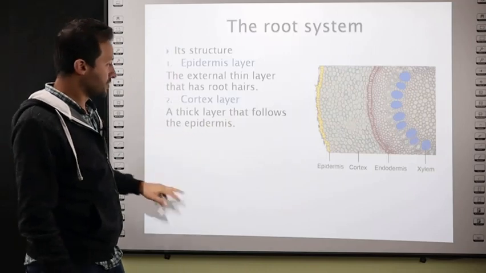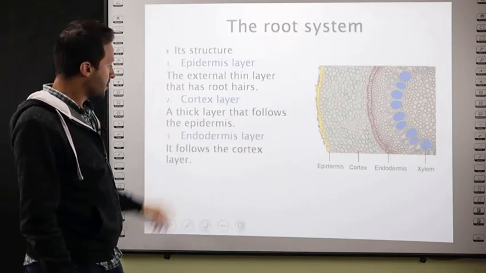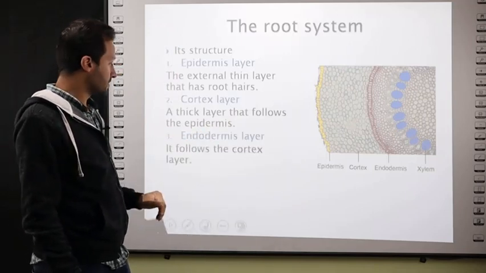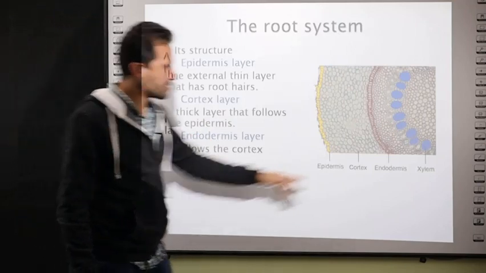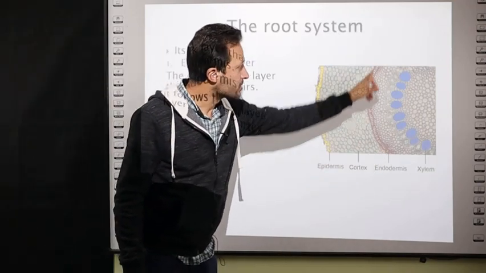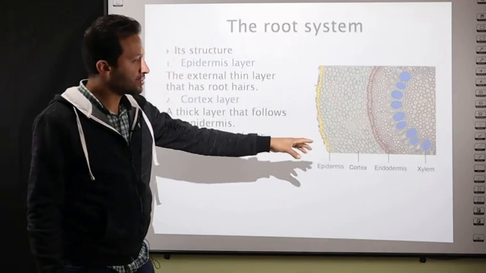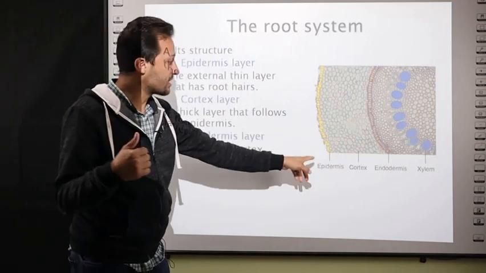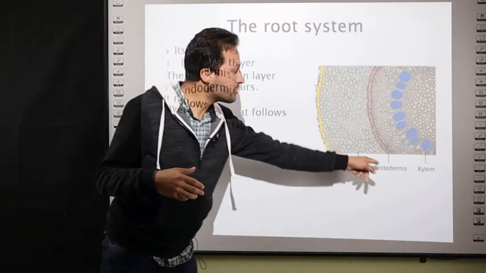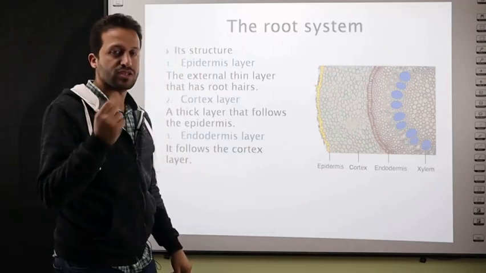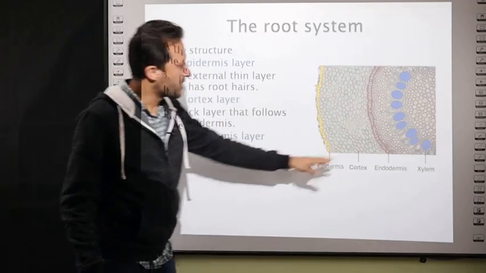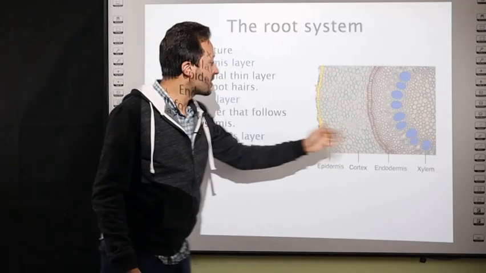That follows the epidermis. Number three, the endodermis layer. It follows the cortex layer, as we see. Okay? Endodermis is one layer like the epidermis. So the epidermis and the endodermis, both of them consist of one layer of cells, but the cortex consists of more than one layer of cells.